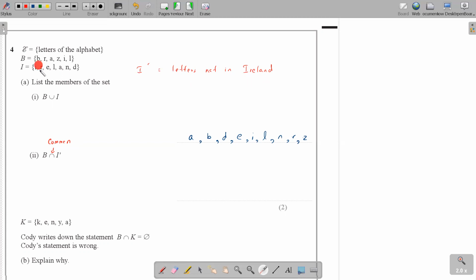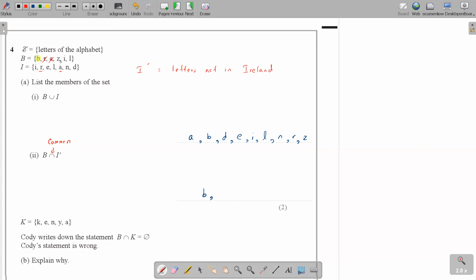If you consider the letter B, you can see letter B is there in the set B. Also, it's there in I dash because it's not in Ireland. So letter B is one answer. And what else? What about R? R is there in Ireland, so I can't take that. R does not work. A is there in Ireland, so that also doesn't work. I want the letters that are common between B and I dash.